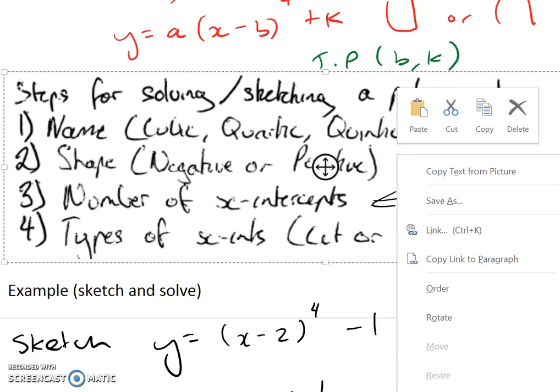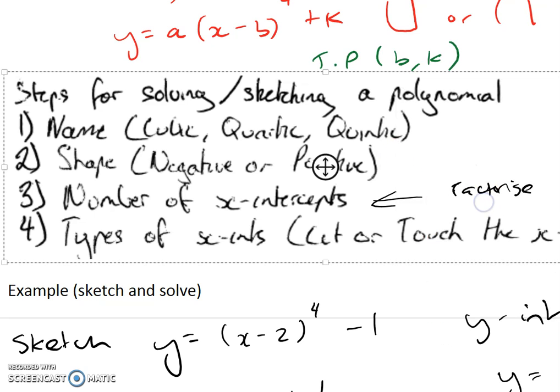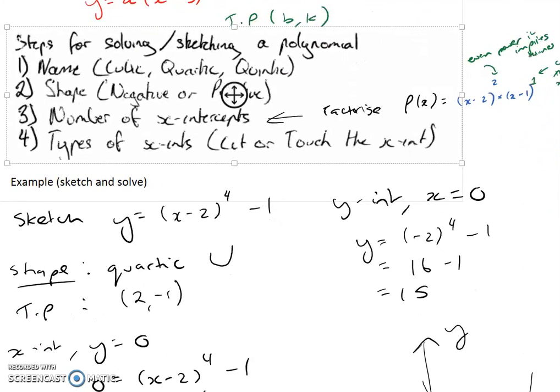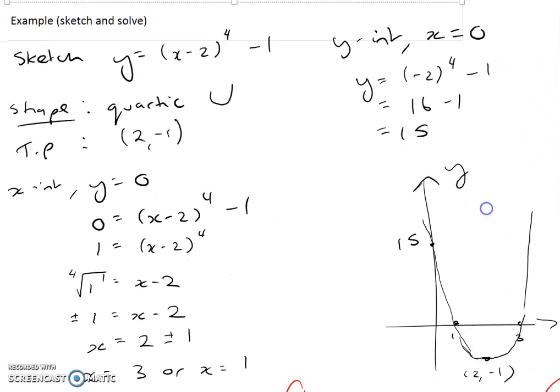So just a very quick example. If you're asked to sketch this quartic, it's already in our turning point form. It's a quartic, so it's a fatter kind of parabola. Turning point at (2, negative 1), just the same as quadratics: 2 to the right, 1 down.